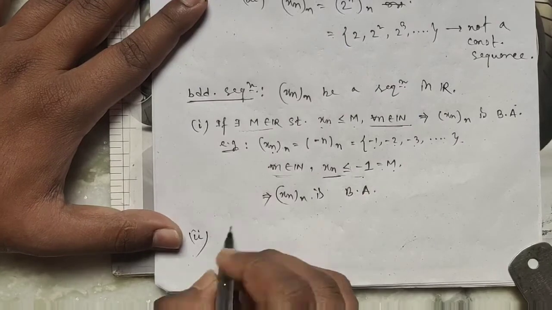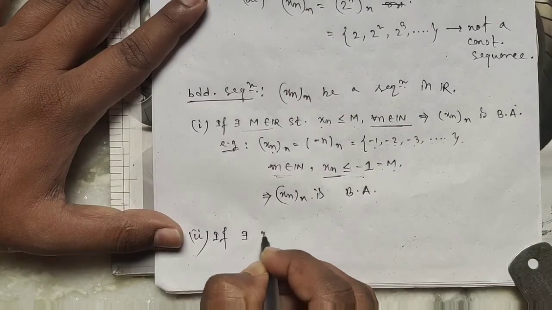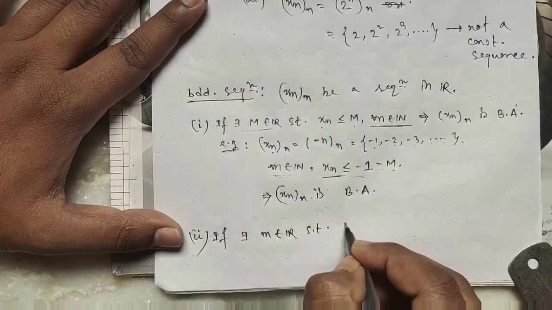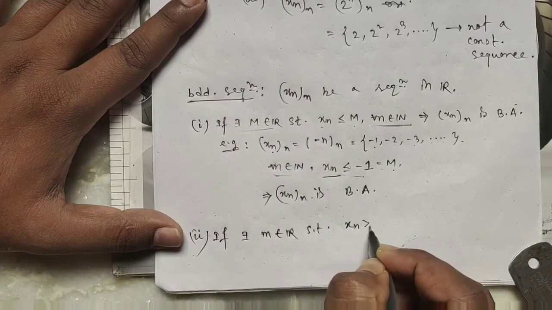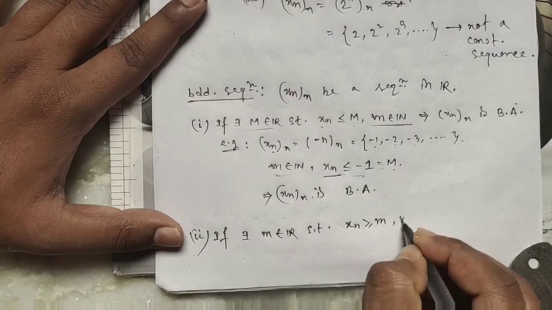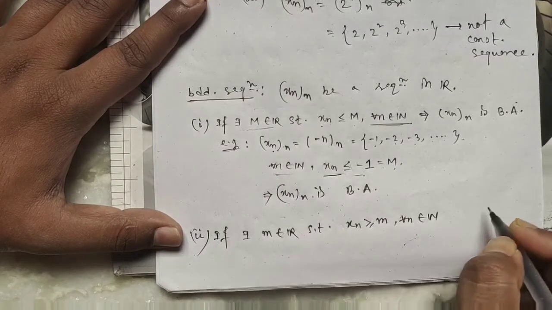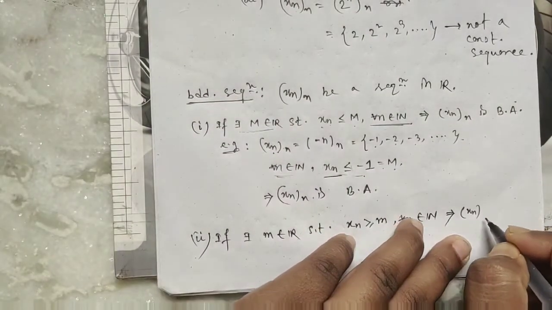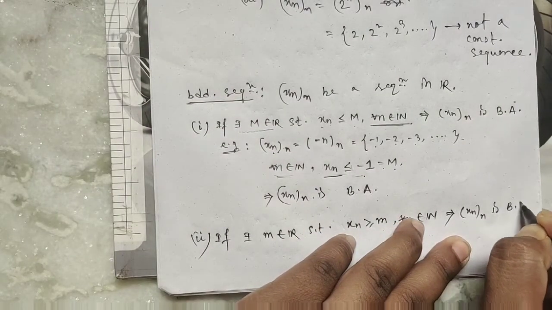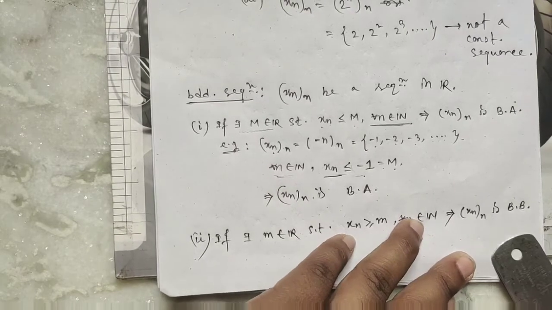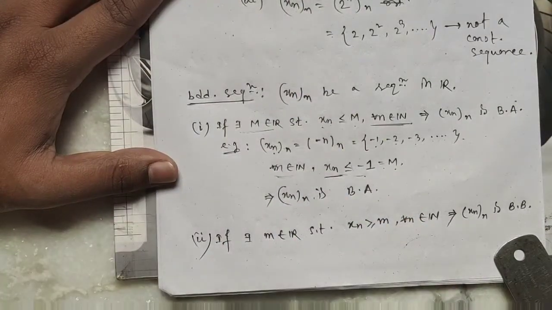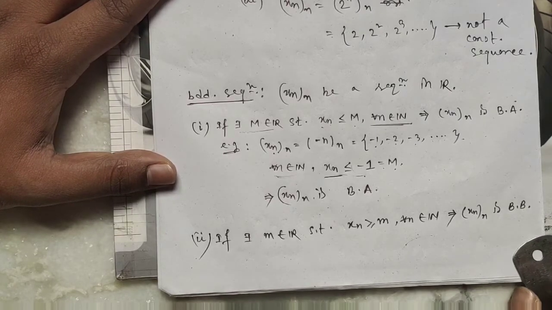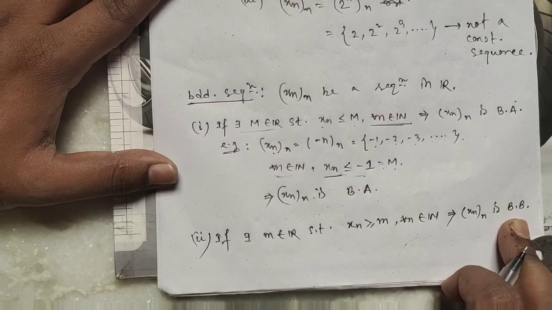Number 2, if there exists a small m belongs to R such that xn is greater than or equal to small m for all n belongs to natural numbers, then this implies the sequence xn is bounded below. The sequence xn is called bounded below.